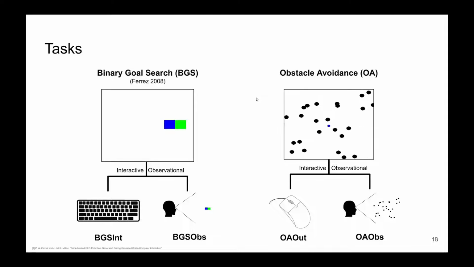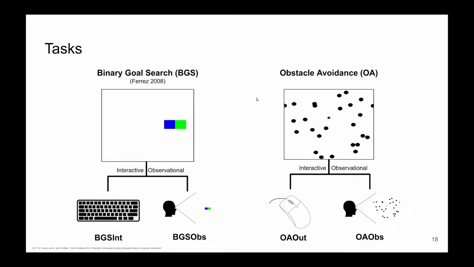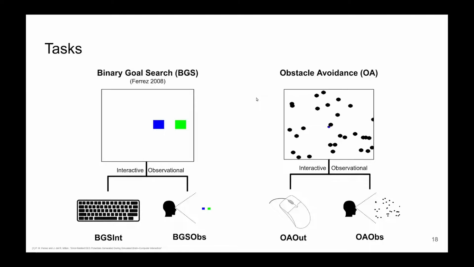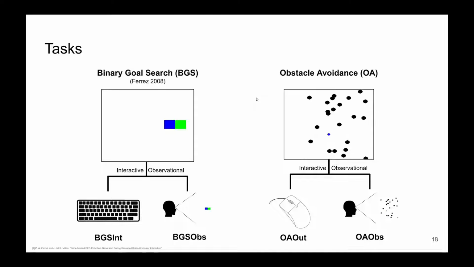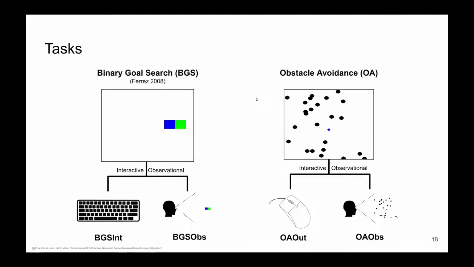To explore these three research questions, we come up with two different tasks to collect data from. The goal of these two tasks is roughly to have two different subtasks for each of them, which will correspond to the two different ErrP categories we mentioned earlier, the interactive and observational.